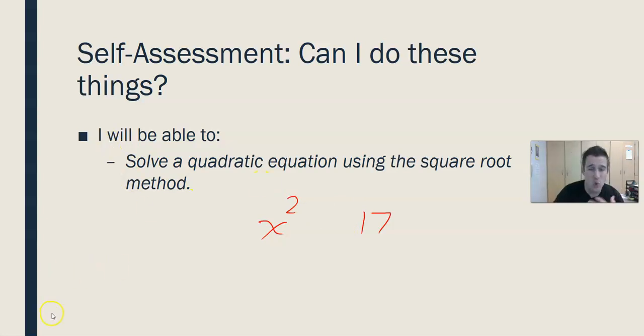I hope you enjoyed that. I hope you're starting to see some of the real-world scenarios you can model with quadratic functions. And I hope that it was beneficial. I do hope you enjoyed it as much as I did.